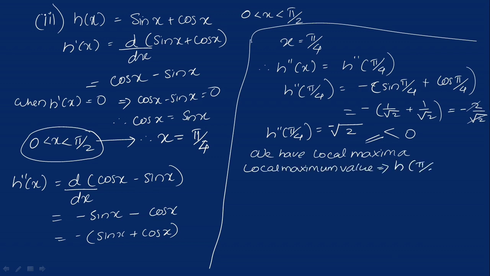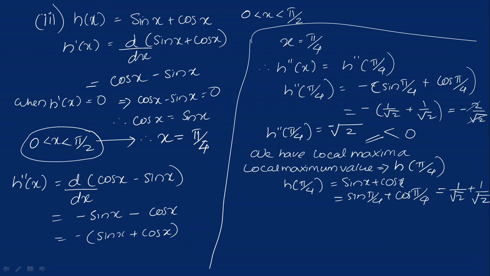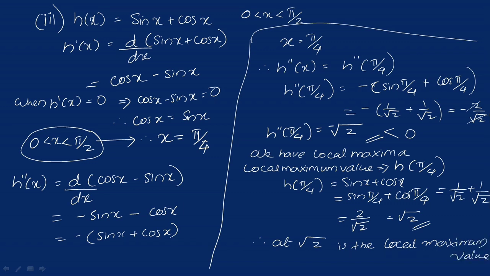So what is the local maximum value? h of pi by 4 is sin x plus cos x, applying in the first equation: sin of pi by 4 plus cos of pi by 4, that is 1 by root 2 plus 1 by root 2, that is 2 by root 2, which is root 2. So at root 2 we have the local maximum value. We have got the local maximum value at root 2 and there is no local minimum value for this question.